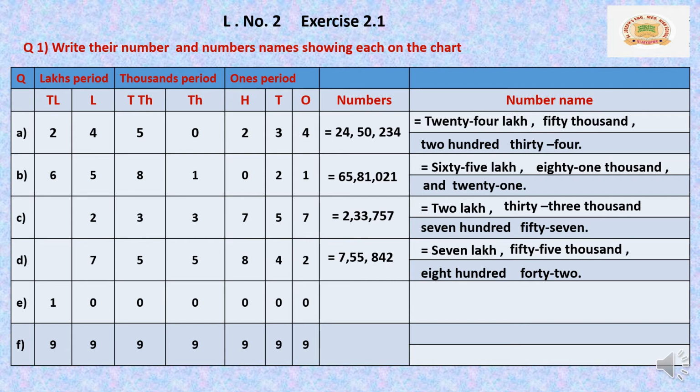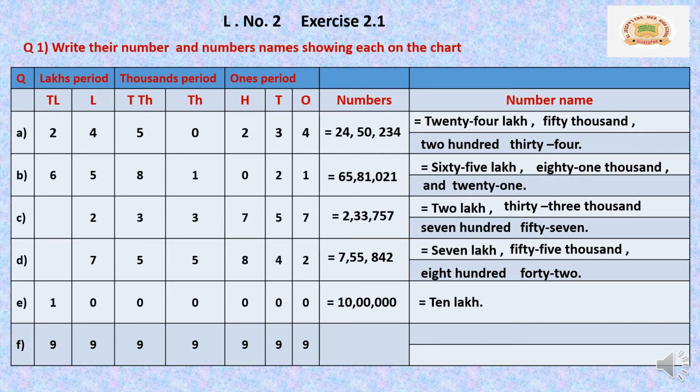Now E question, very easiest question. Why? Because only we are having the digit at the 10 lakhs place. Remaining all have become 0. So answer will become what? 10 lakh. Very good. Let us write in the words, that is 10 lakh.